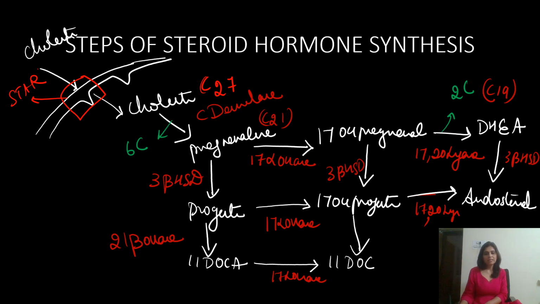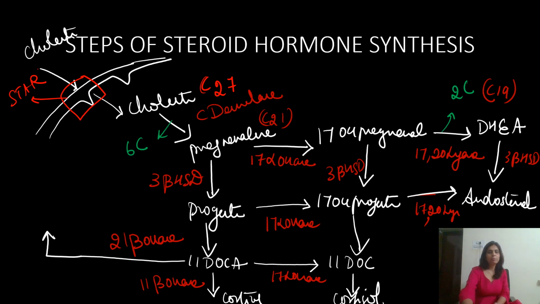Now the last enzyme is 11-beta hydroxylase. So 11-beta hydroxylase converts 11-deoxycorticosterone to corticosterone. And the same 11-beta hydroxylase converts 11-deoxycortisol into cortisol. So this happens in fasciculata, which is related to synthesizing glucocorticoid. Whereas if it is glomerulosa, what is the product that you expect? It is aldosterone.